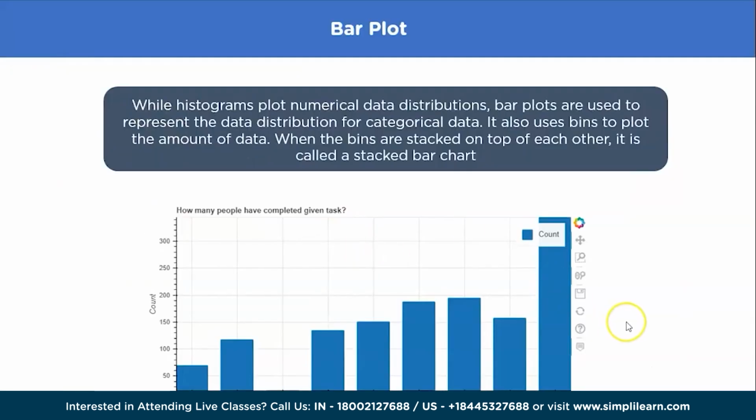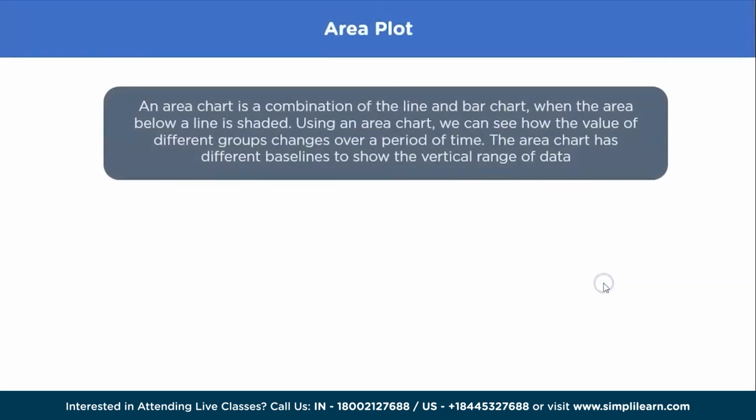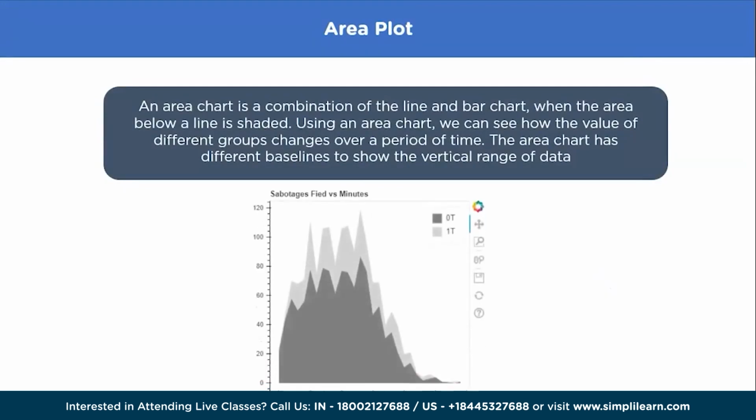So we've taken a look at how we can plot bar charts and the various types of bar charts that are available to us in Python Bokeh. Now let's take a look at area plots. Area plots are a combination of the line and the bar chart where the area below a line is shaded. Using an area chart, we can see how the values of different groups change over a period of time.